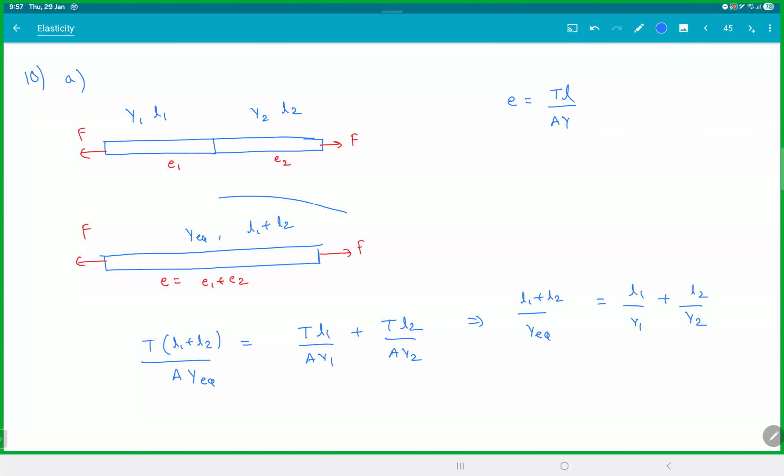That is how you find Y equivalent. So the total elongation in this rod must be E1 plus E2. So E will be this, E1 will be this and E2 will be this. So when you're in series, you have the same tension. All got this? How to take this? That's how you get Y equivalent.